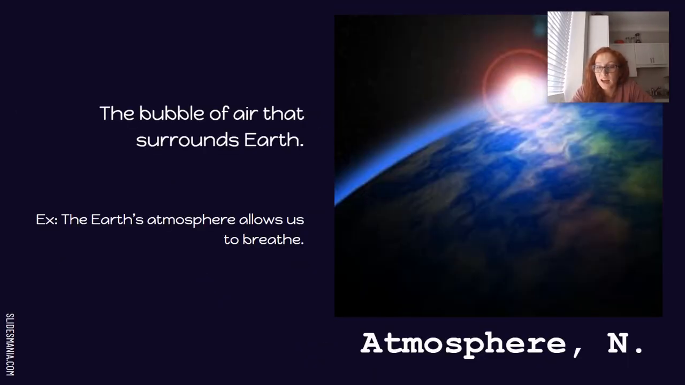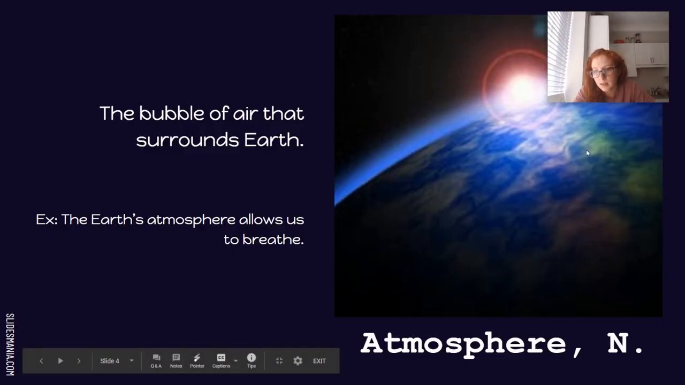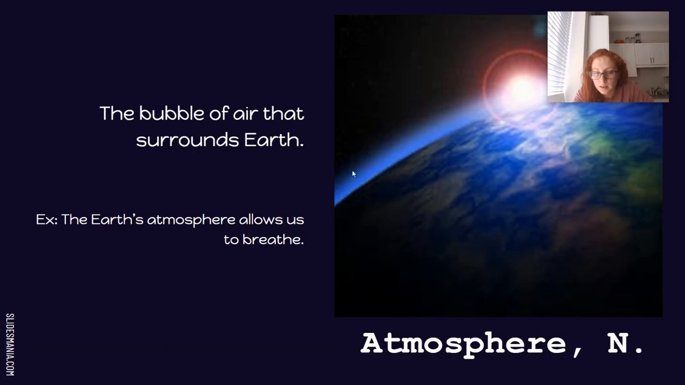Atmosphere is a noun, and the atmosphere is the bubble of air that surrounds the Earth. The Earth's atmosphere allows us to breathe. So if you look at this picture, you can see that's planet Earth. And if you look, you can see this bright blue outline over the Earth. That is the atmosphere. So that is the bubble of air that surrounds the Earth.